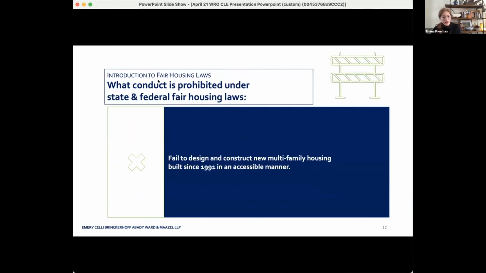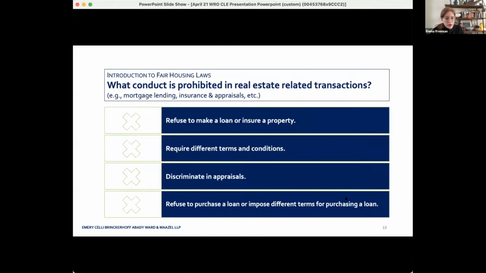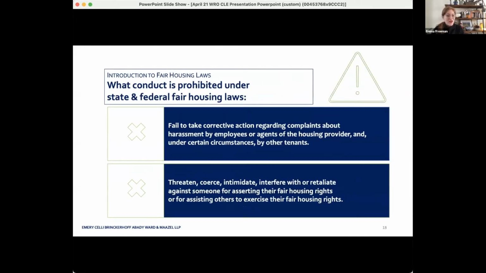And relatedly, after the ADA was signed into law in 1990, it set forth certain prospective requirements for how multifamily housing had to be built. And so it's unlawful under the ADA to fail to design and construct applicable housing in a way that's accessible to all people with disabilities. Oops, I'm sorry, I'm getting ahead of myself. I'm moving on to the next slide.